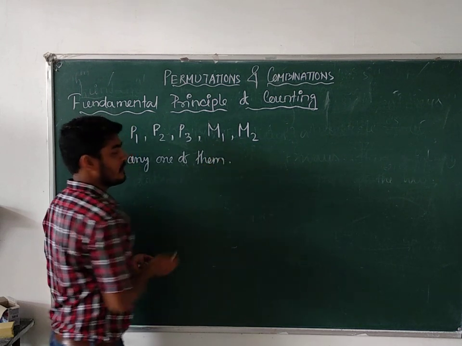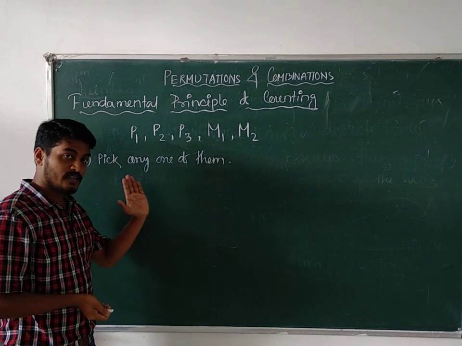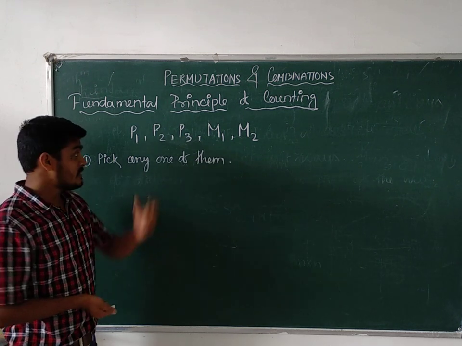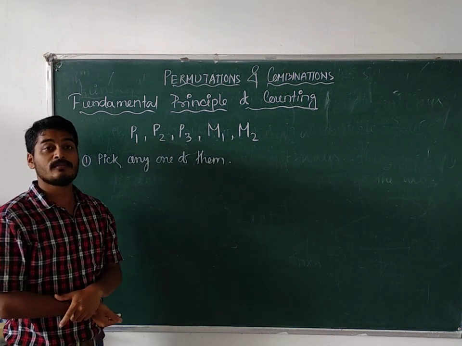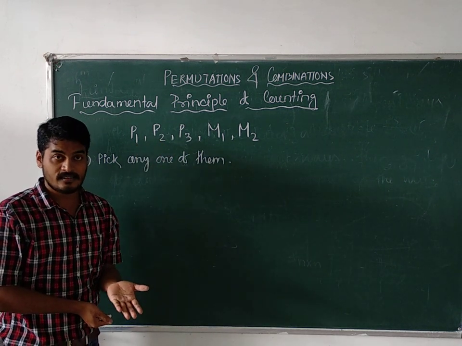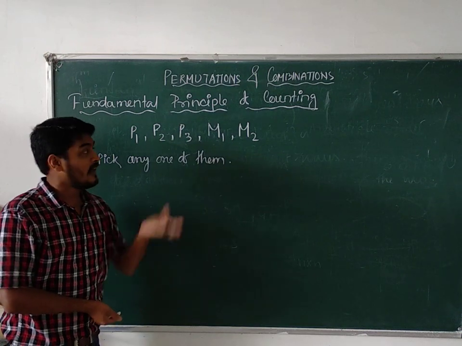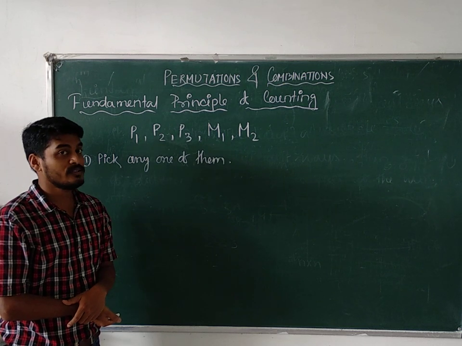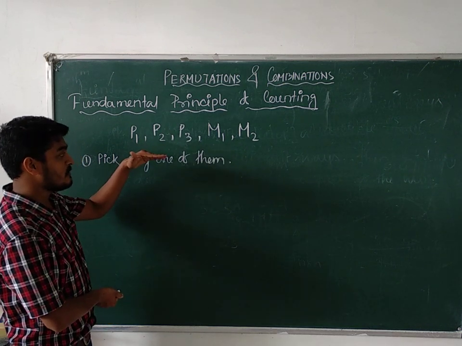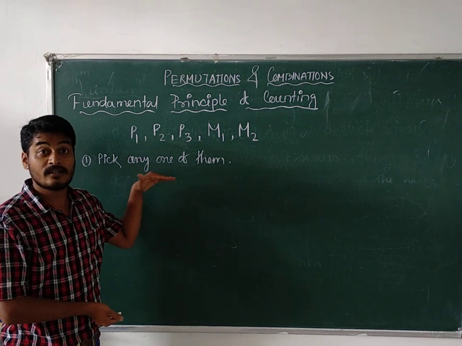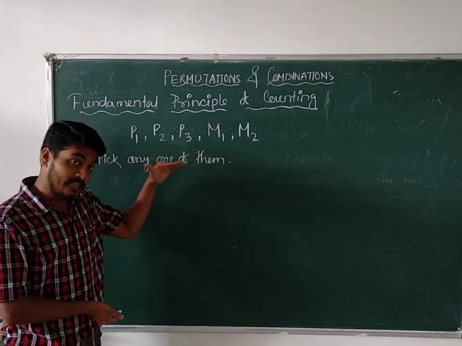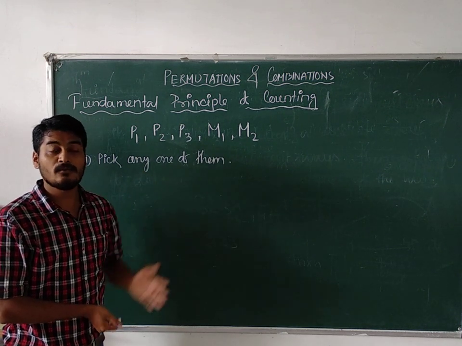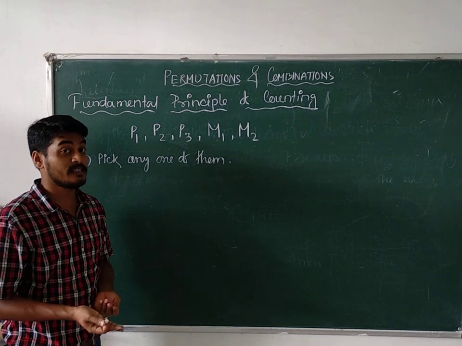Just listen carefully to what the meaning of this sentence is: pick any one of them. That means you have to select any one of the 5 objects. So how many ways can you select any one of the 5 objects? Are you getting my point? There are 5 objects and you have to select any one of the 5. How many possibilities are there?